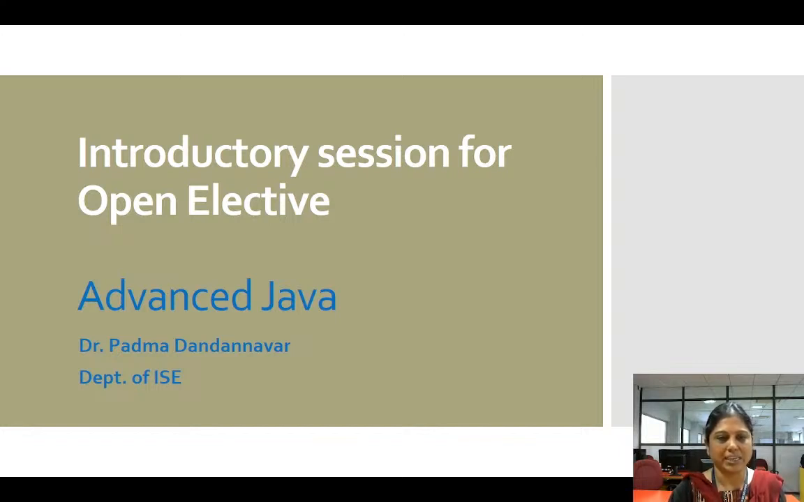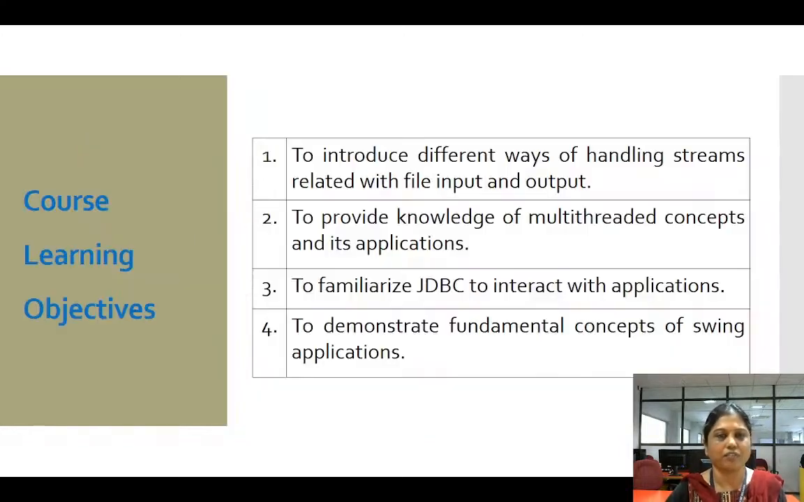To help students gain the first steps into the world of Java programming, the Department of Information Science and Engineering is offering a course on advanced Java with the following objectives. The first objective is to help the learners understand different ways of handling input-output operations involving streams. Second objective is to help the learners gain knowledge of how to write a multi-threaded program using the multi-threaded concepts that are provided in Java and its various applications.